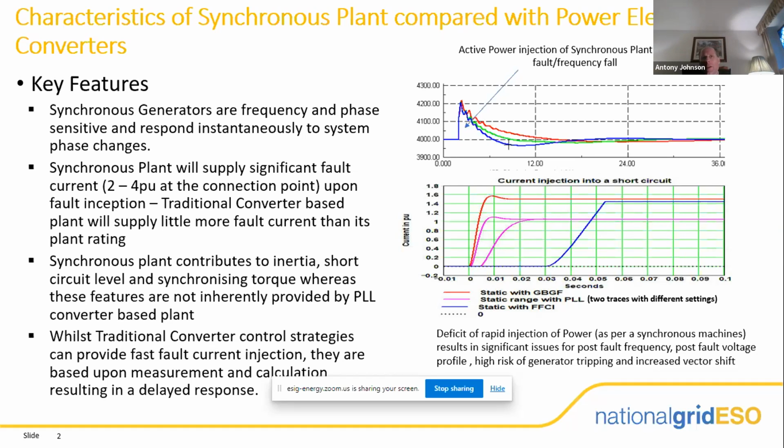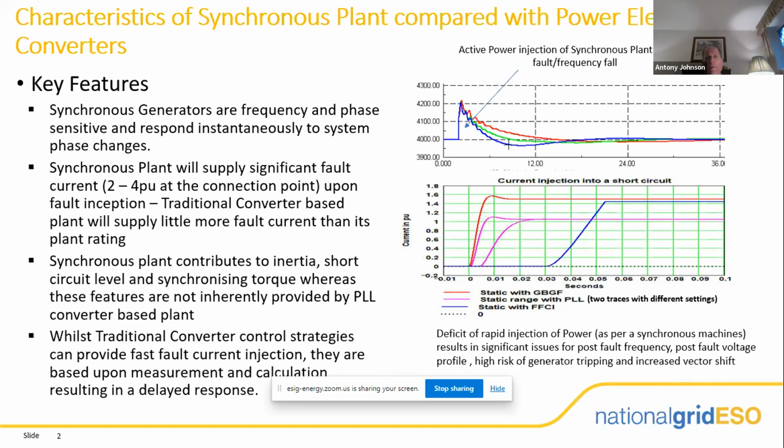As shown here, synchronous generators are frequency and phase sensitive, so they respond instantaneously to system phase changes. The other thing is synchronous plant, and I know a lot of you will be very familiar with this, supply significant fault current injection, typically 2 to 4 per unit at the connection point, even 5 to 7 times at the terminals, where you're not going to get anything like that with traditional converter-based plant, because the fault current is limited by the insulated gate bipolar transistors and the semiconductor devices controlling it.